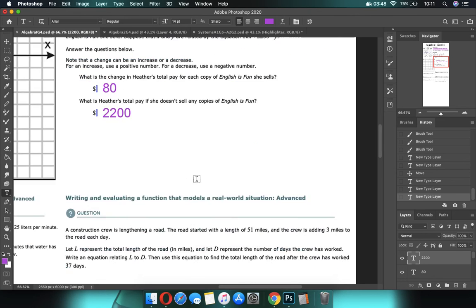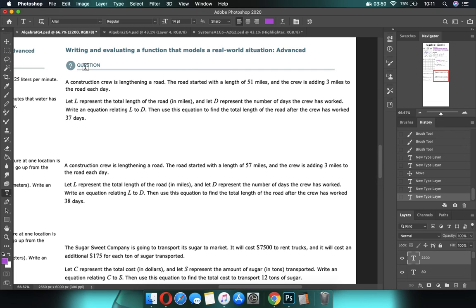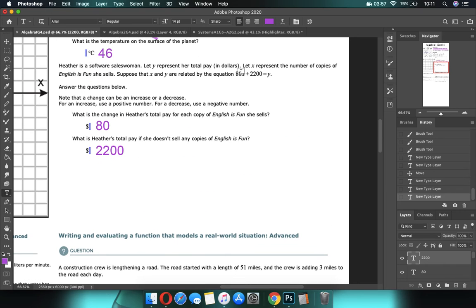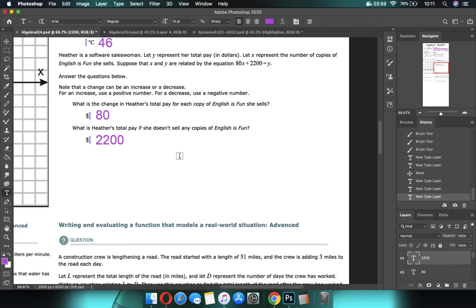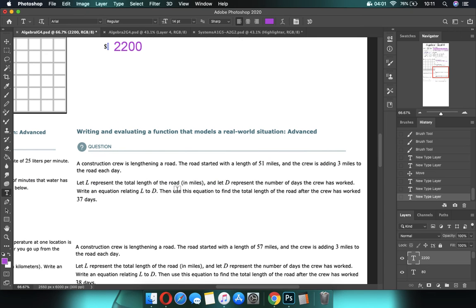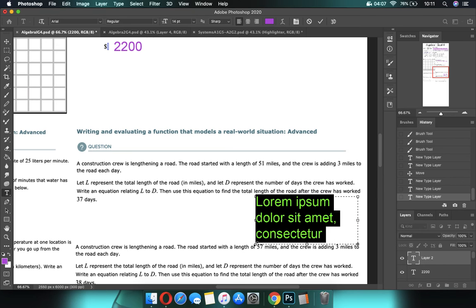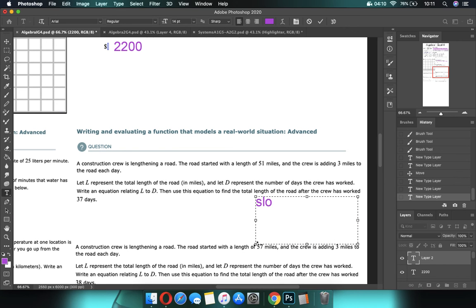So what are we going to be looking at next? Writing and evaluating a function that models real-world situation. Now here, instead of giving you the equation like they do up here, they expect you to write the equation. So the difference here now is that we have to keep track of our words. So let's make a little notes page. Our slope is going to be denoted by particular words.